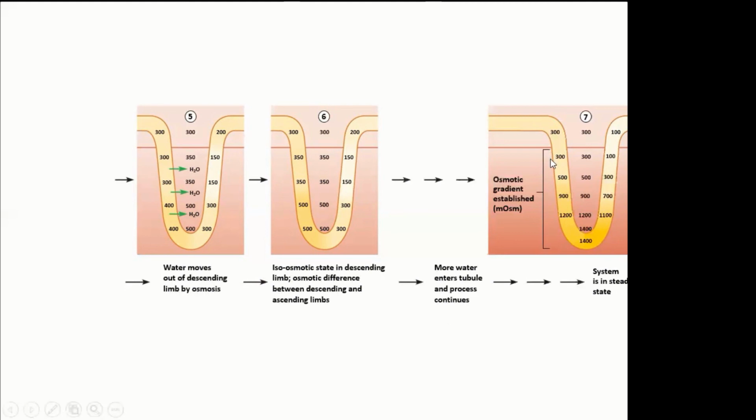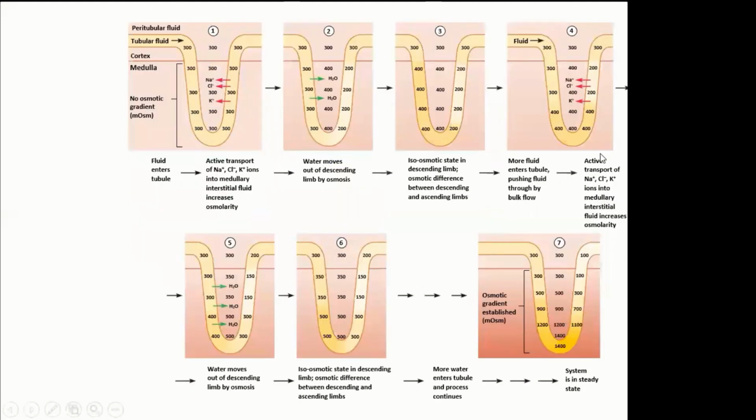So we have a gradient that can go from 300 in the cortex down to as much as 1400 milliosmoles as we get deep into the medulla. And so this is the state that your nephron is normally in, with this gradient that was really all set up by that active pumping of our solutes originally in the ascending limb. So we're going to stop there. This is just all of that together.